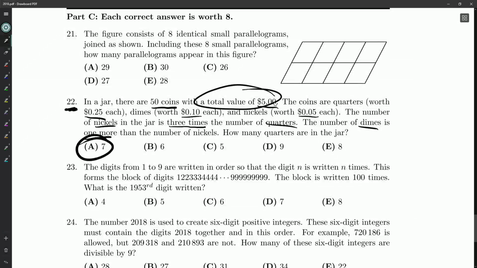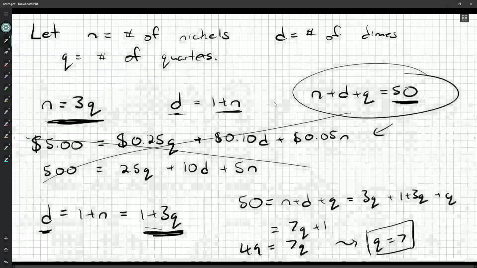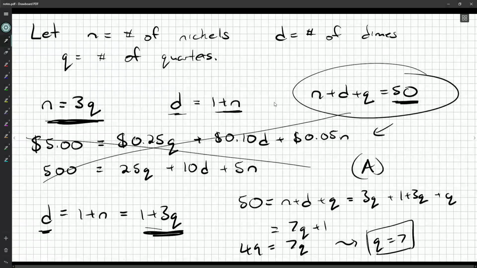So our answer is going to be A, 7. That's the number of quarters, and we could continue on and figure out the number of nickels. There'll be 21 of those, and the number of dimes is going to be 8 of those. And I guess if we wanted to, we could double check that 25 times 7 plus 22 times 10 plus 21 times 5 really is 500. And I've got my calculator out, and I did that, and it really does all work out. But yeah, there were more equations than I needed.